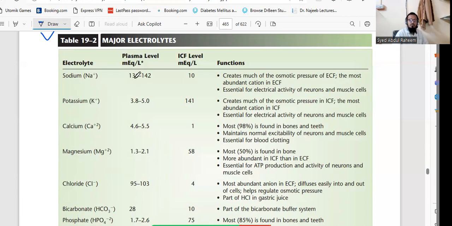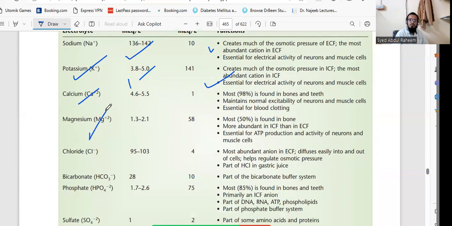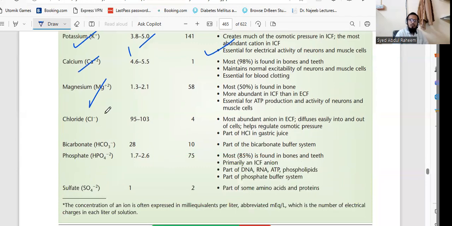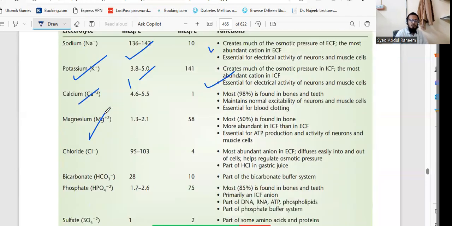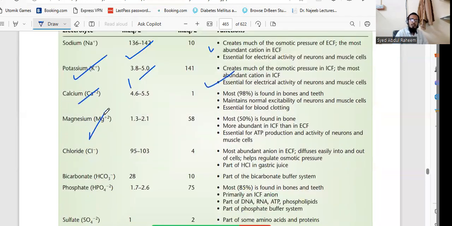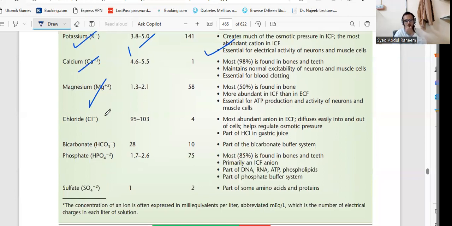So sodium, normal range, this is okay. And what are the functions given here? Potassium, normal range, and function. Calcium is very important. Magnesium is also very important. All electrolytes are very important to us. Okay, so this is the box also. You have to know about phosphate. Okay.